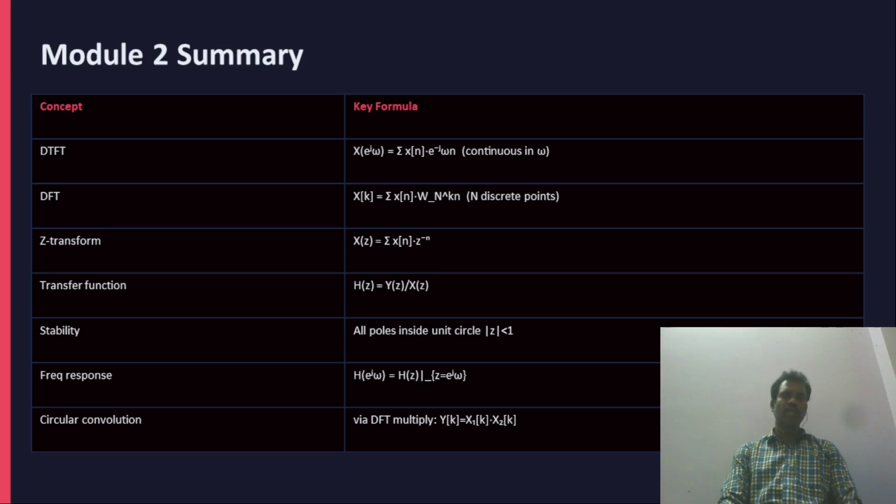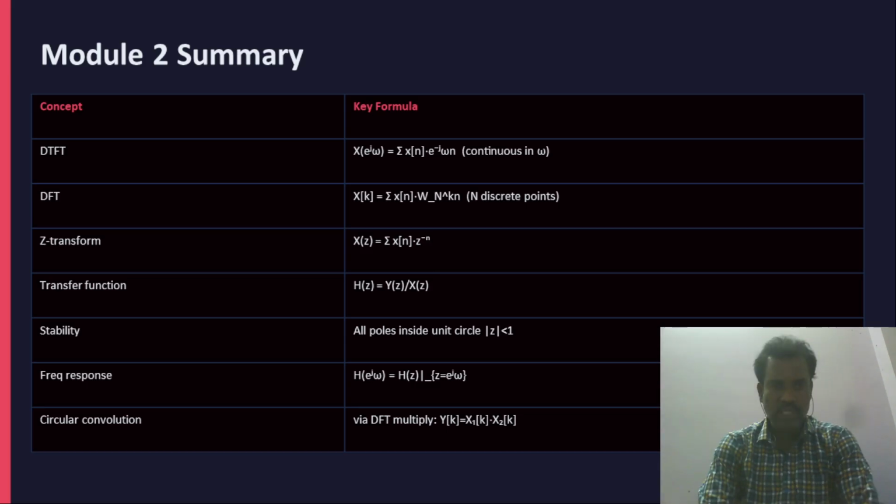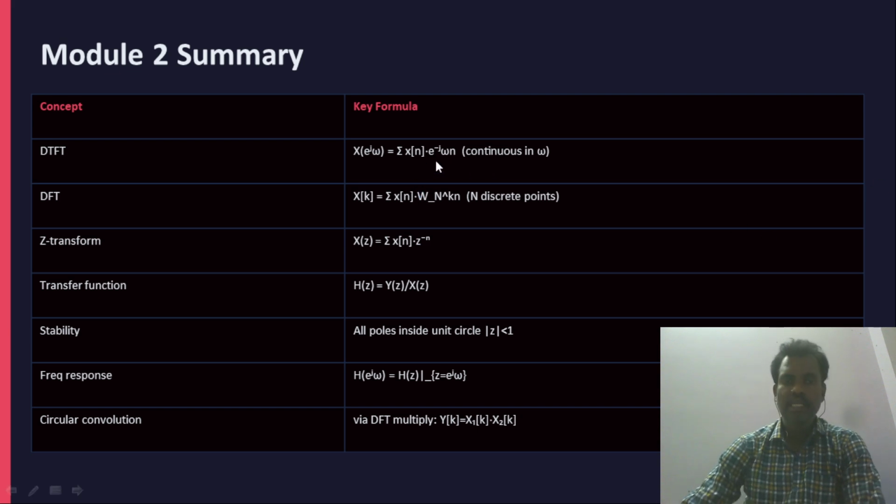So the overall summary of these transforms is mostly the Z transform and DFT. How is DFT derived? From the basic Fourier transform, the DTFT. The DTFT of any discrete system is X of e power j omega, which is continuous in omega, but it is periodic. So that continuous term will be converted to discrete.